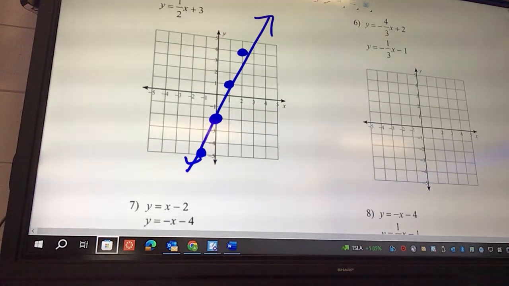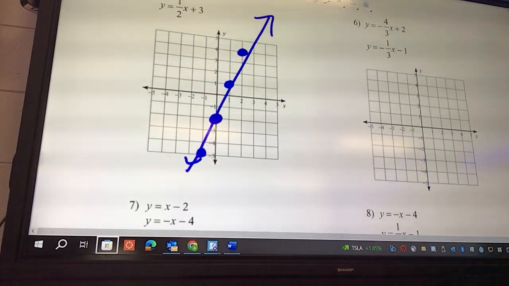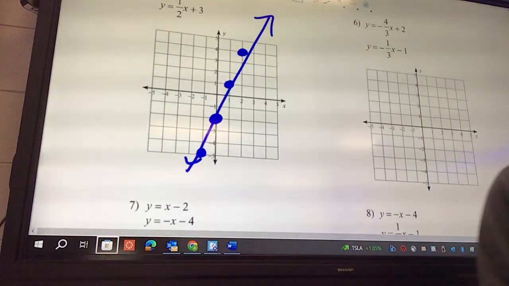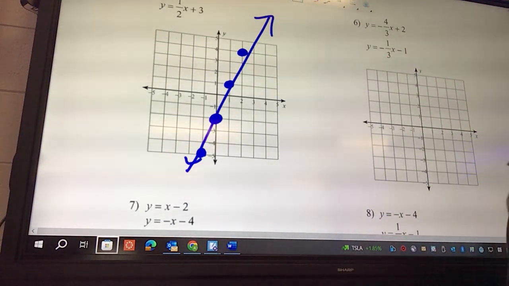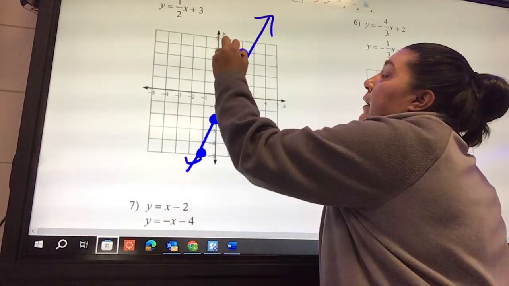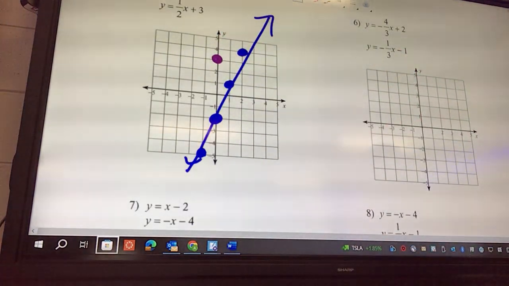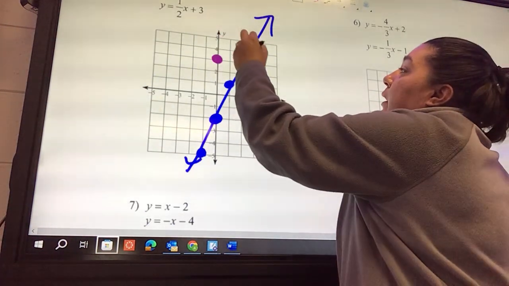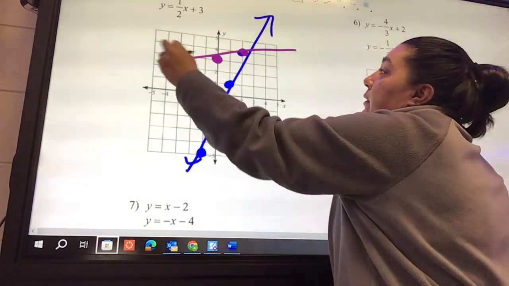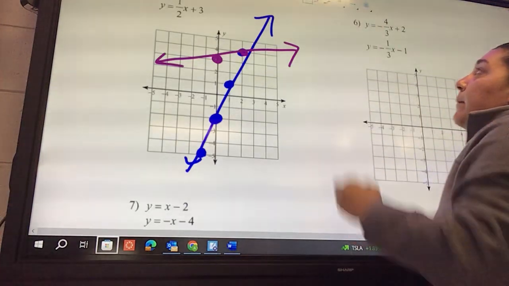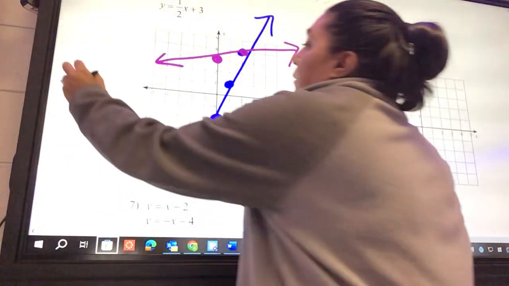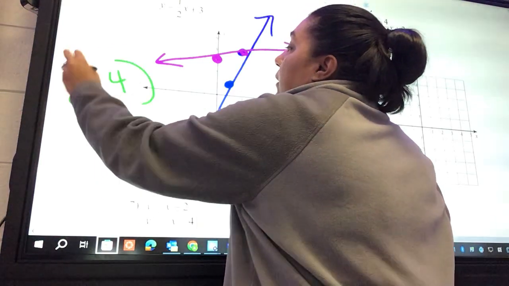Okay, line 2 starts where? Where does line 2 start out at? At 3. So we're going to make our dot on 3. And what is my slope? 1 over 2. So we're going to go up 1 and over 2 this way, that way they connect. And so that's going to be 2, 4. That's that connection point.